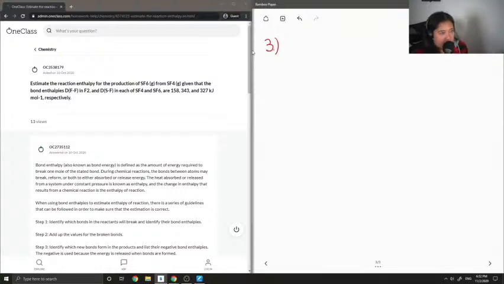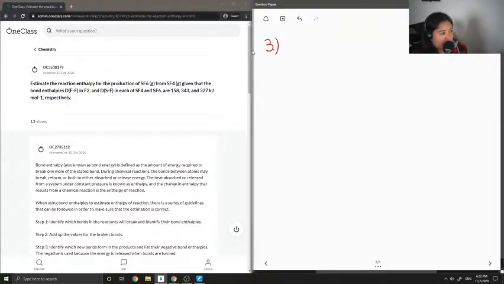Okay, so I'm just going to try to write down the reaction for this equation.